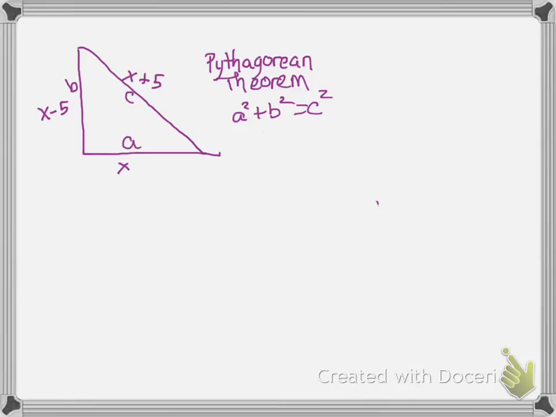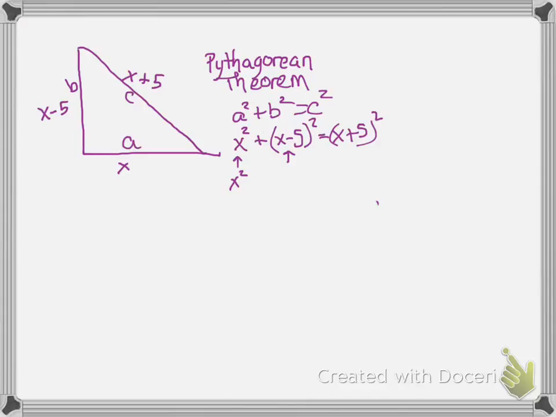So I have x squared plus x minus 5 squared equals x plus 5 squared. So when I square the x in the front, that can just stay x squared. There's nothing really I can do. But when I square this, the biggest error that people make is they square the x and then they square the 5. And you can't do that.